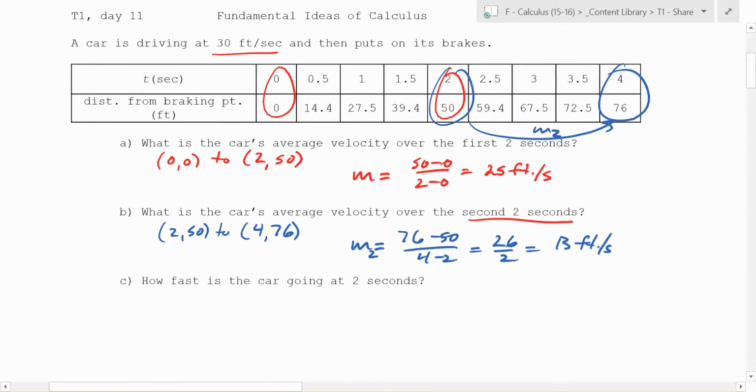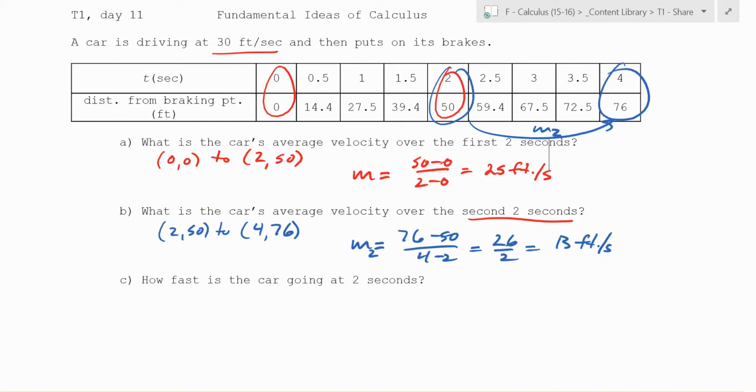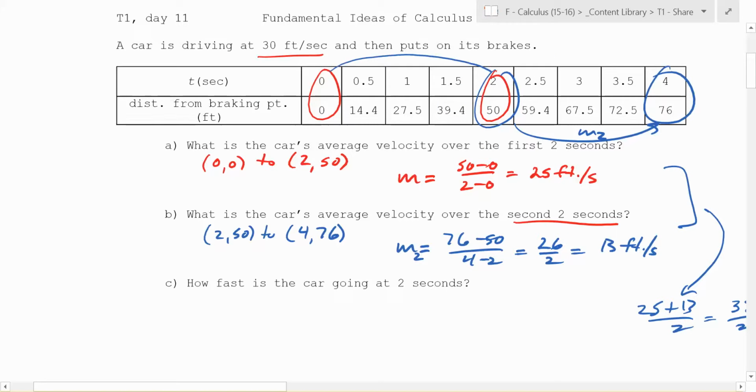So a very related question is this. How fast is the car going at 2 seconds? Given the numbers that are on the screen right now, without using your calculator, can you give me an estimate of how fast you think the car is going at time equals 2 seconds, just based on the long time from 0 to 2 and from 2 to 4? Relatively, 2 seconds while braking is a pretty long time.